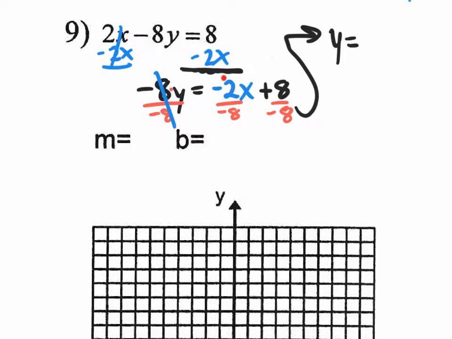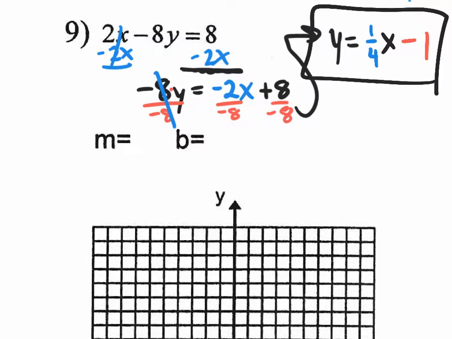So when I look at the value in front of x, it's a negative 2 divided by a negative 8. First of all, a negative divided by a negative is a positive. And then 2 divided by 8, the fraction 2/8 could only be reduced by 2. So 2/8 reduces down to what? 1/4. Thank you very much. So we have y equals 1/4 x, and then 8 divided by negative 8, that is negative 1. And here is my slope-intercept form equation, y equals 1/4 x minus 1.